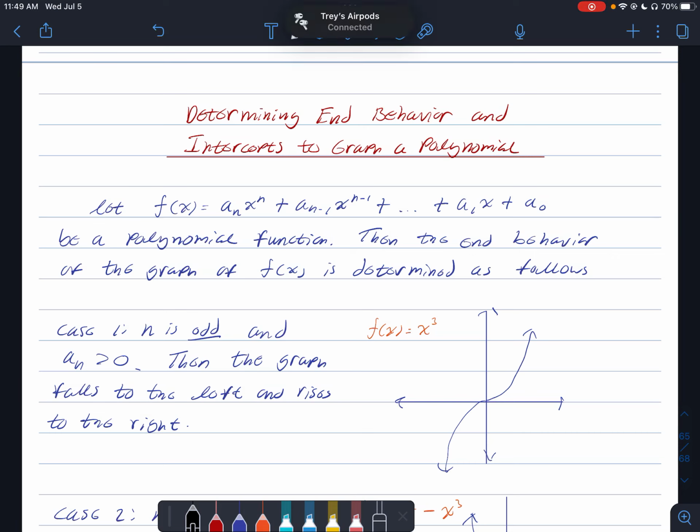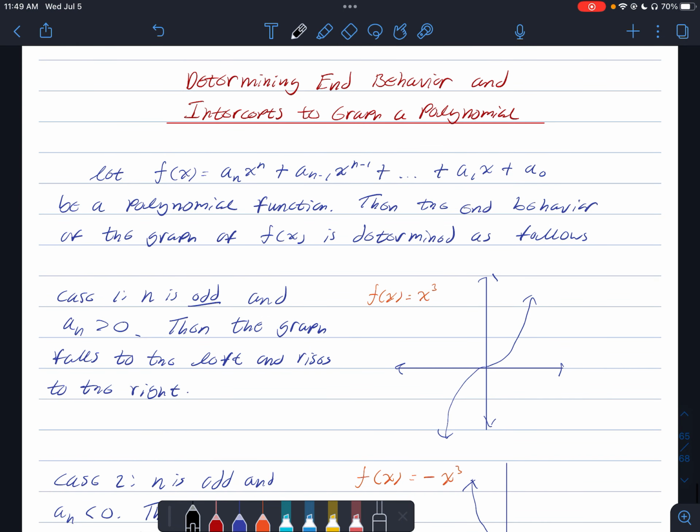Hi everyone. In this video, I'm going to cover a topic that often seems really intimidating to people the first time they see it. And that is determining the end behavior and intercepts in order to graph a polynomial. So I'll say up front in this video, we're not looking for the perfectly exact graph of a polynomial. We're looking for the general shape of it here.